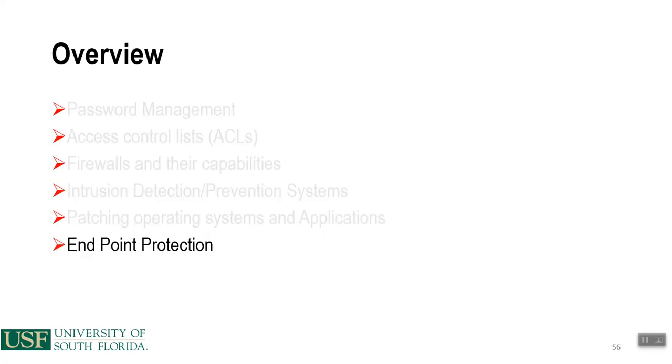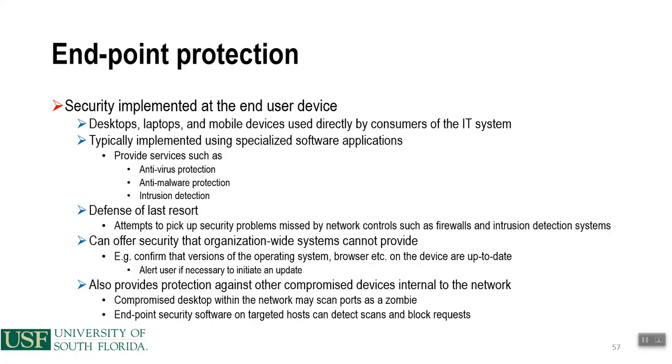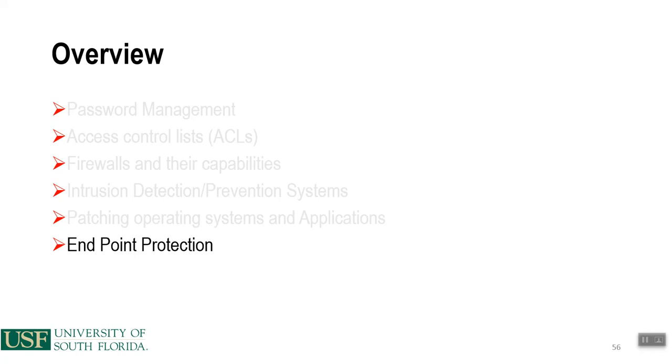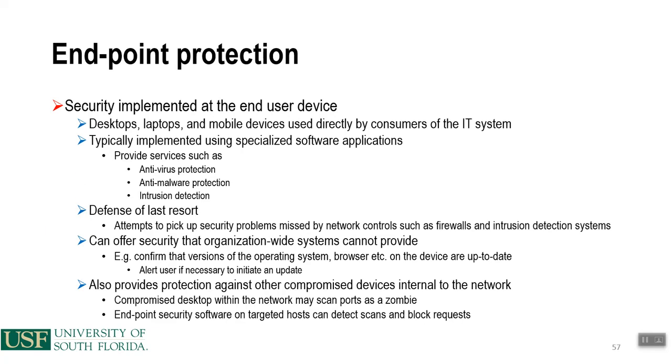So if we think about this right here, there's the password management and access control. These are organizational level controls that you can think of. Firewalls and intrusion detection and prevention systems are more network based, and then patching operating systems and endpoint protection are more based off of the particular systems themselves. With patching operating systems, you're actually covering up some of the holes or vulnerabilities within that particular IT system. Endpoint protection will focus more on protecting that particular endpoint, or that particular system that is an endpoint on your network. It can offer security that organization-wide systems cannot provide. So it's very specific to that particular system.